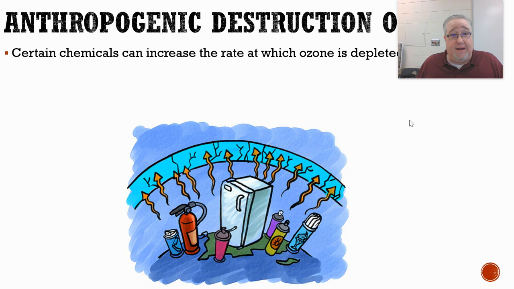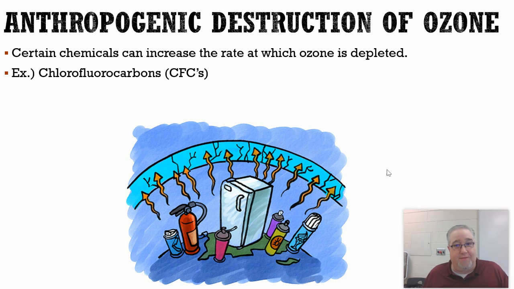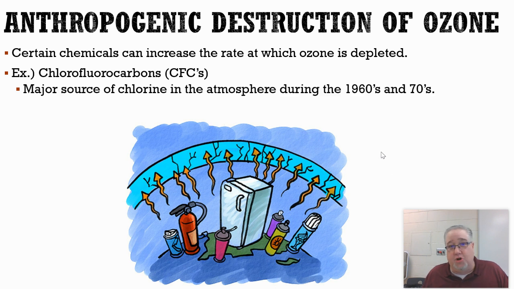Now, one of the things that we do to mess up the ozone layer is we release certain chemicals into the atmosphere that can have an impact on ozone. Probably the most notorious chemical, and this is a name that you're going to have to know, is called a chlorofluorocarbon. All right, we call them CFCs for short.